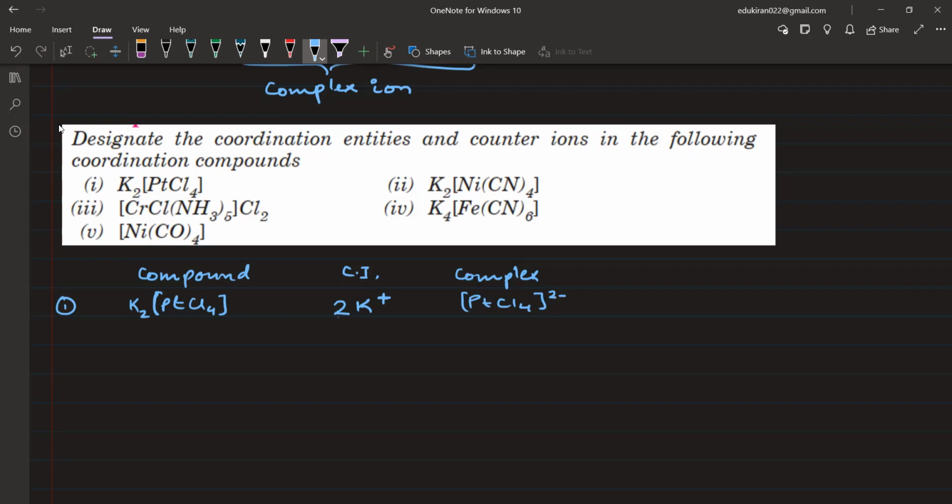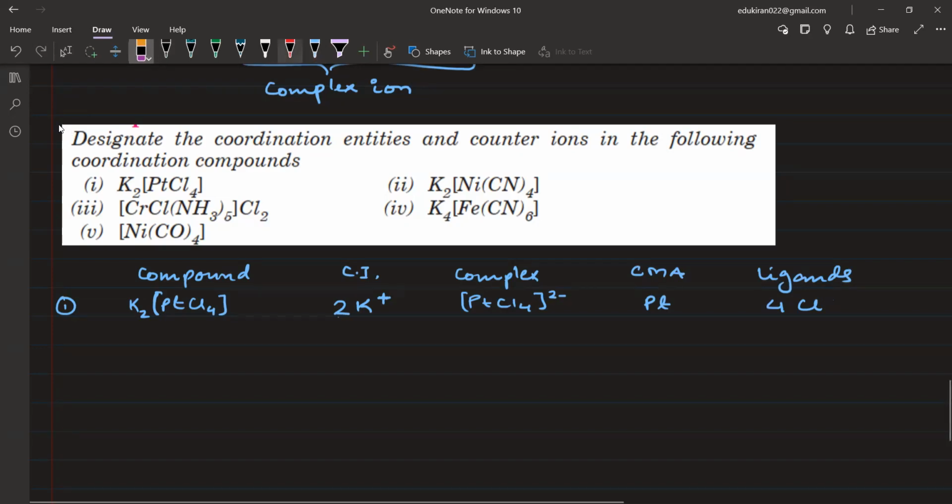I hope सबको दिख रहा है. 2 positive charges. Okay. Then after complex, you are going to write what is the central metal atom, CMA, which is platinum here, and then you are going to write the ligands. So what are the ligands here? Here we have 4 Cl negative ligands. Please write this down. चार्ज अगर आपको नहीं भी समझ में आ रहा तो आप अगर 4 क्लोराइड आयंस या 4 क्लोरीन Cl इस तरह भी लिख दीजिएगा तो चलेगा.